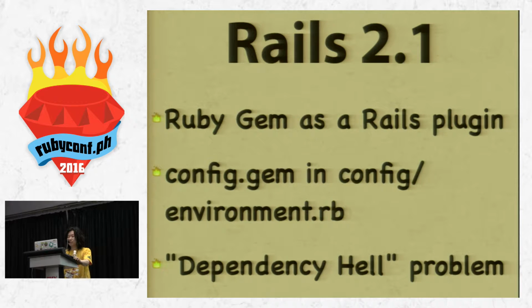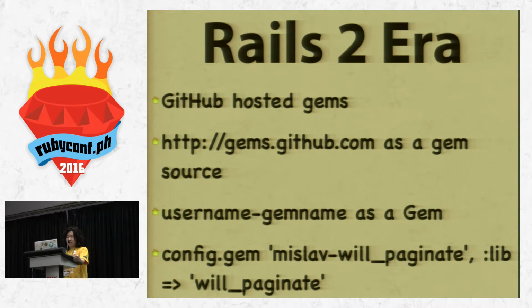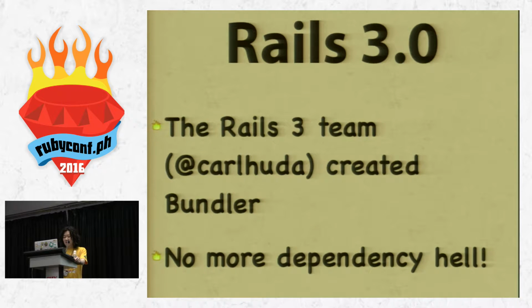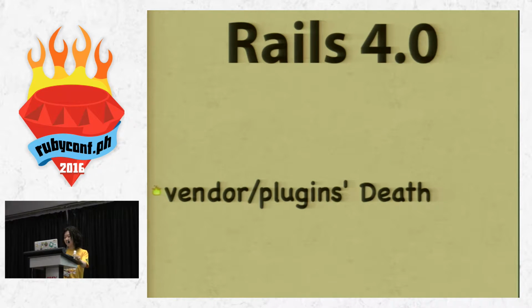And at that time, we suffered from dependency hell, because it's always so hard to find a proper combination of the versions of the gems that works. We needed to do this manually for Rails 2. In Rails 2, GitHub also hosted gems from gems.github.com, so you could write something like this in your config.gem. Anyway, and the next game, Rails 3.0. The Rails team created Bundler. So thanks to Bundler, we no longer experience the dependency problem, I think. And finally, we dropped vendor plugin support in Rails 4.